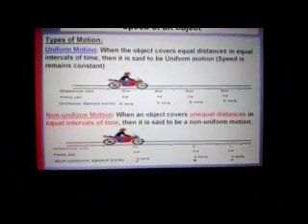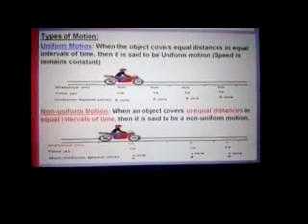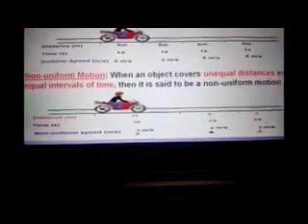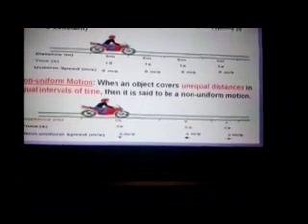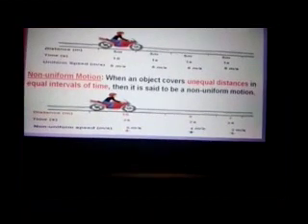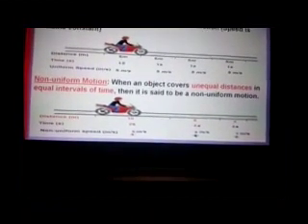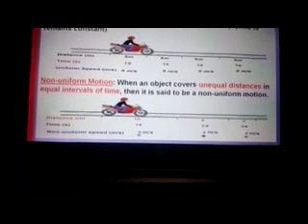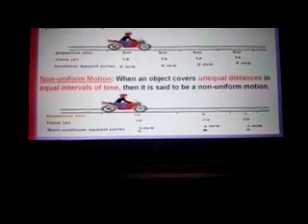Now, next we discuss non-uniform motion. In this module, we observe a person traveling on a straight road on a bike. He covers unequal distances: 10, 8, 4 meters for every 2 seconds, 2 seconds, 2 seconds. That means he covers unequal distances in equal intervals of time, which means the speed is not constant. Because the distance varies, automatically the speed varies.